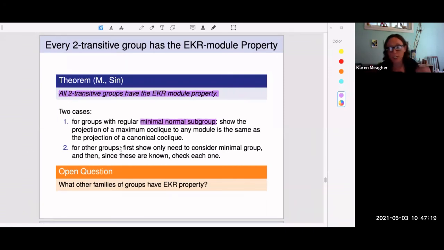And for the other groups, again, that's where we have the finite list. You could go through and show that we only needed to consider the minimal subgroup. And then I just went through the list and checked each one. So one of the open questions here is what other families of groups could have the property? We've got all the two-transitive, not all the one-transitives, but what other big families could have this property?